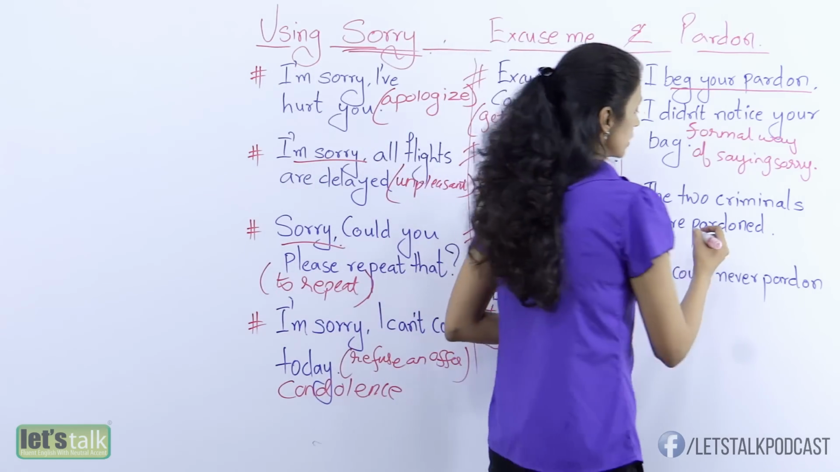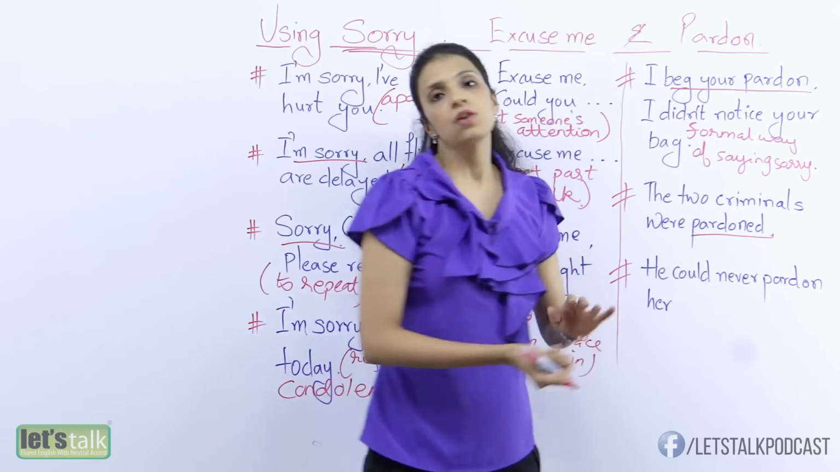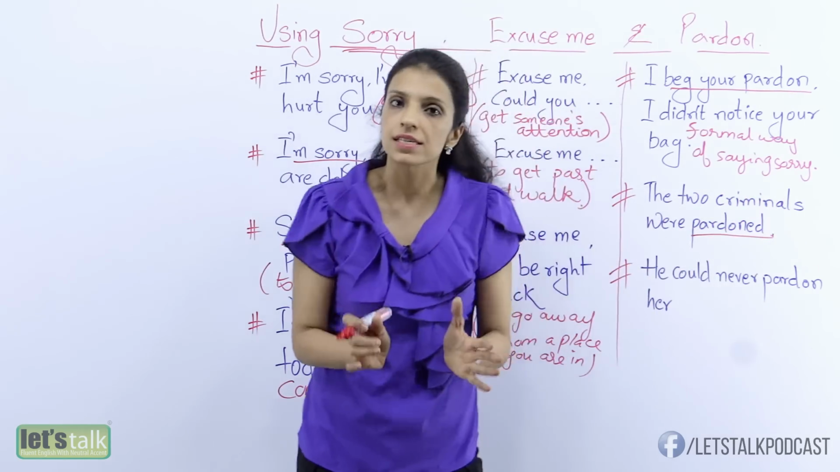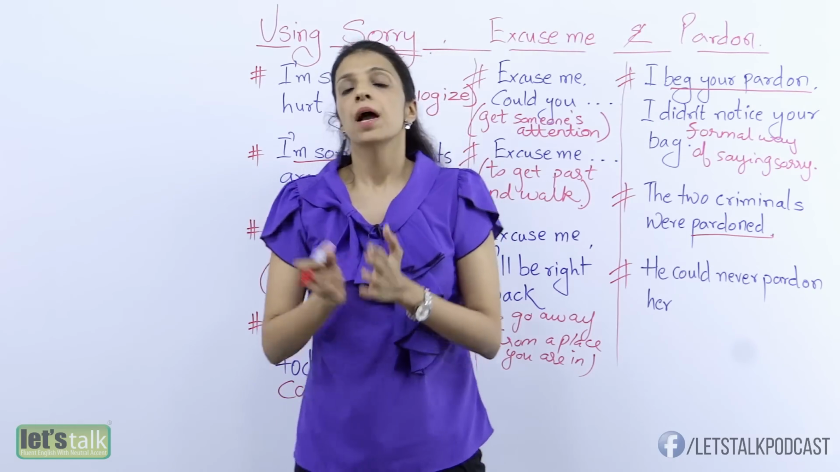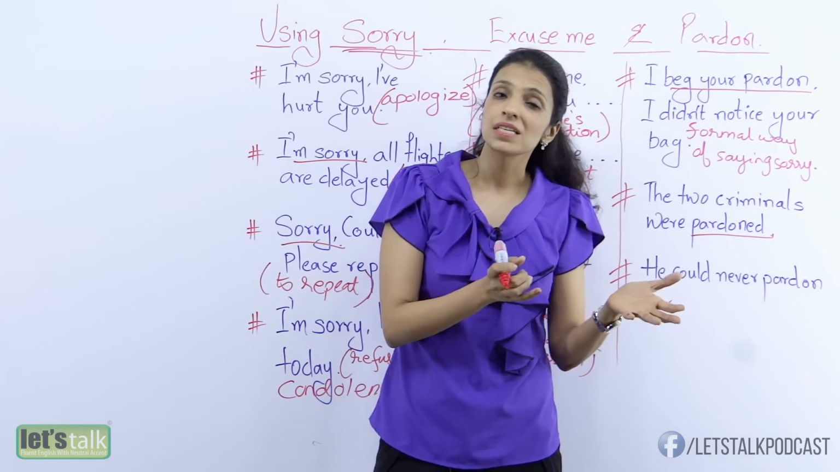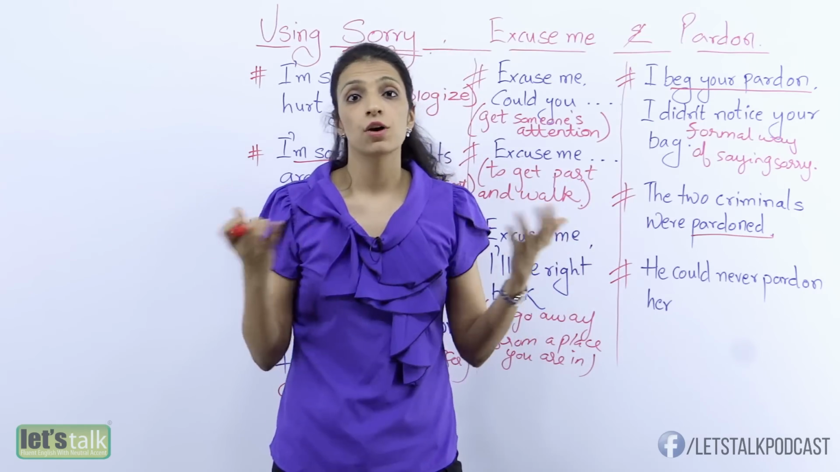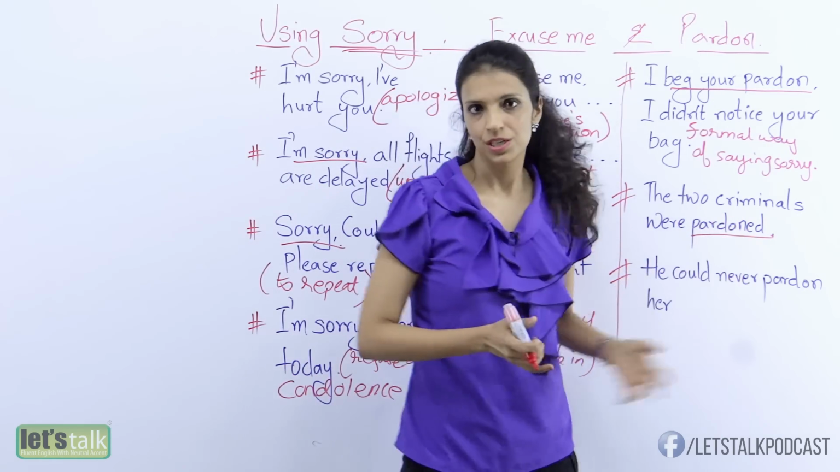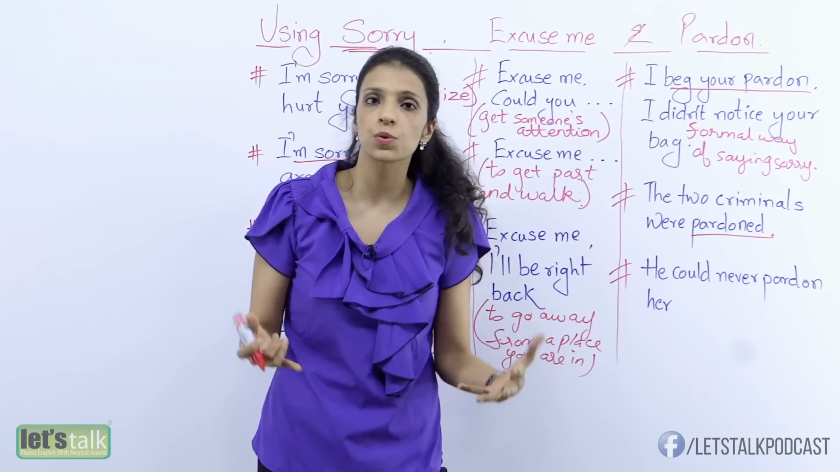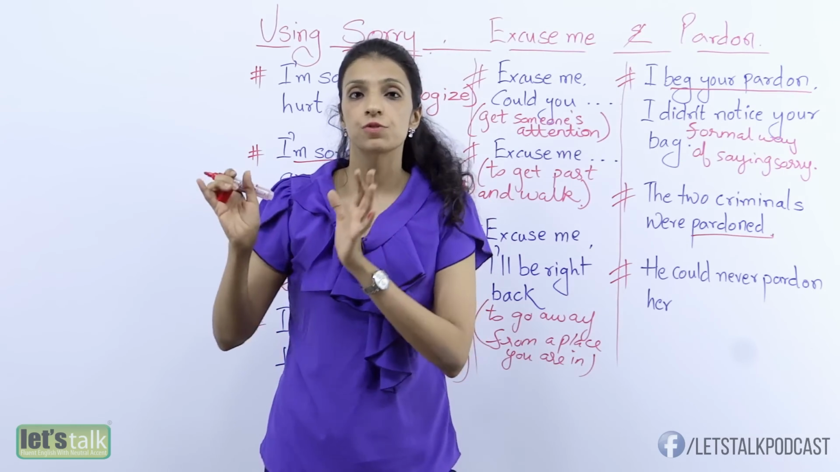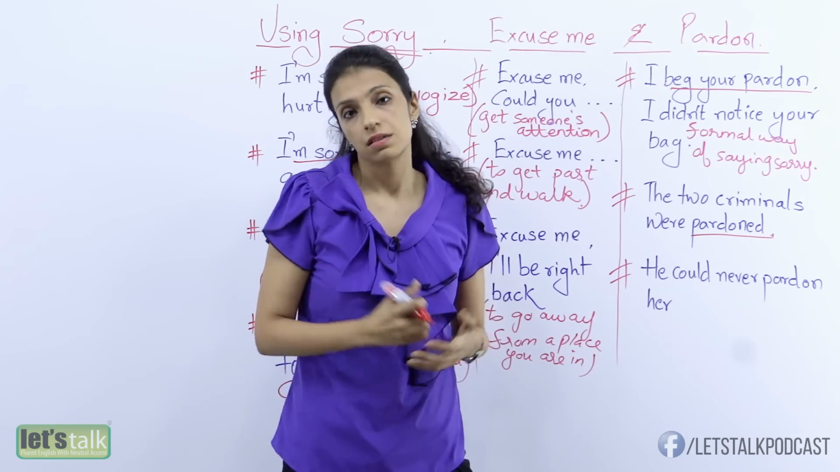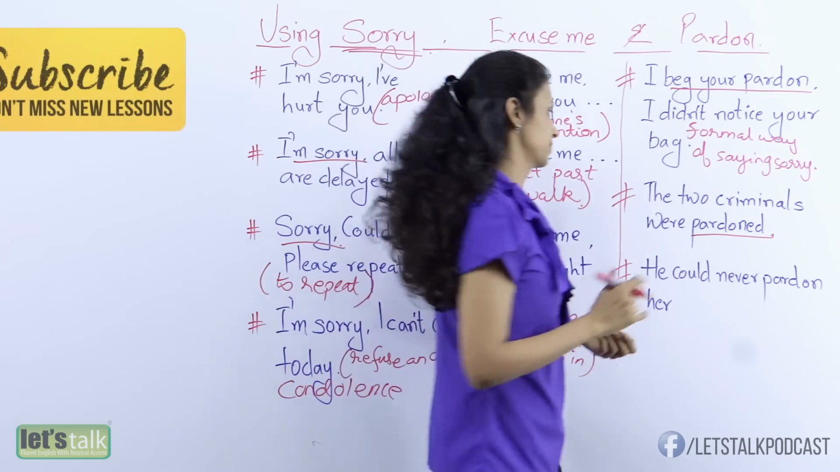Now, the two criminals were pardoned. Here it means the two criminals were found guilty. Yes, they were found guilty, but they were pardoned. They were pardoned means they were left without being punished. So I can't say the two criminals were sorry. That's not what we're saying. They were pardoned means they were left guilt-free, or they were left free without being punished despite being found guilty.